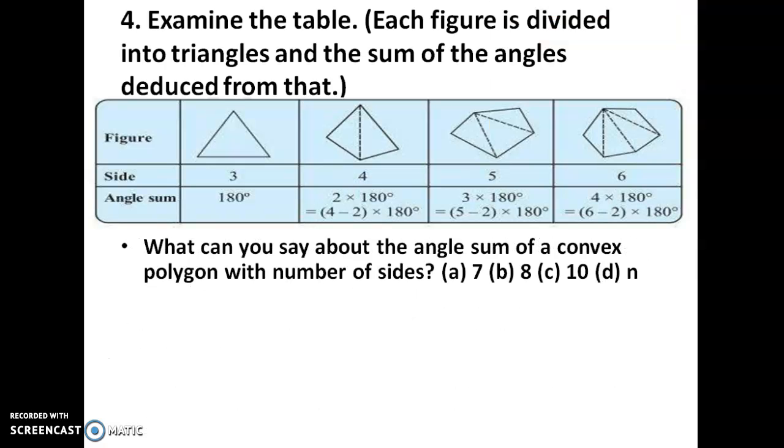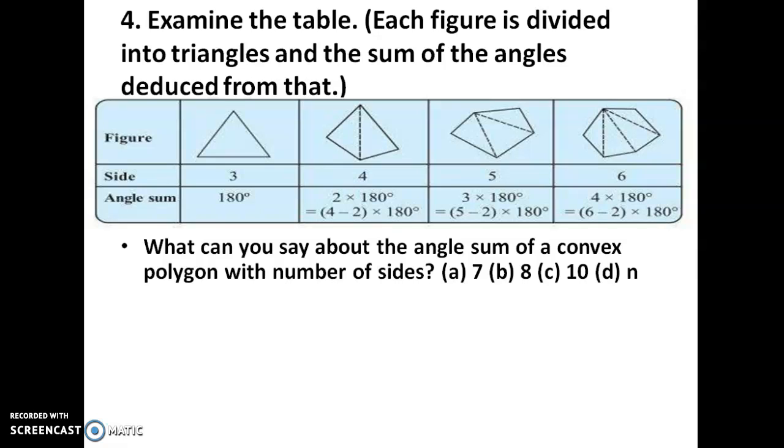Next problem: examine the table. Like the example they have given, this is already given in the question. Each figure is divided into triangles and the sum of the angles is deduced from that. What can you say about the angle sum of a convex polygon with a given number of sides?